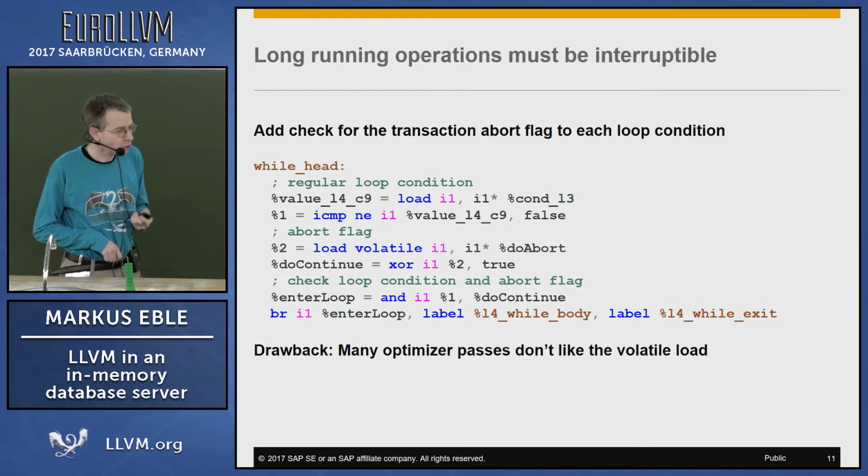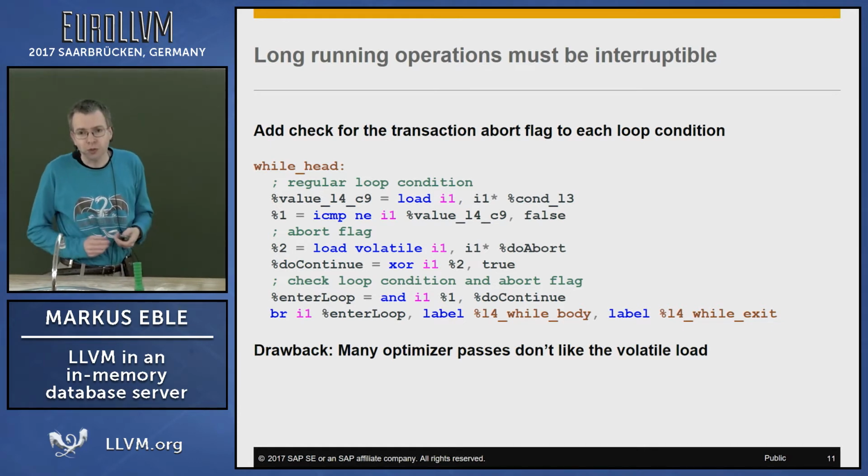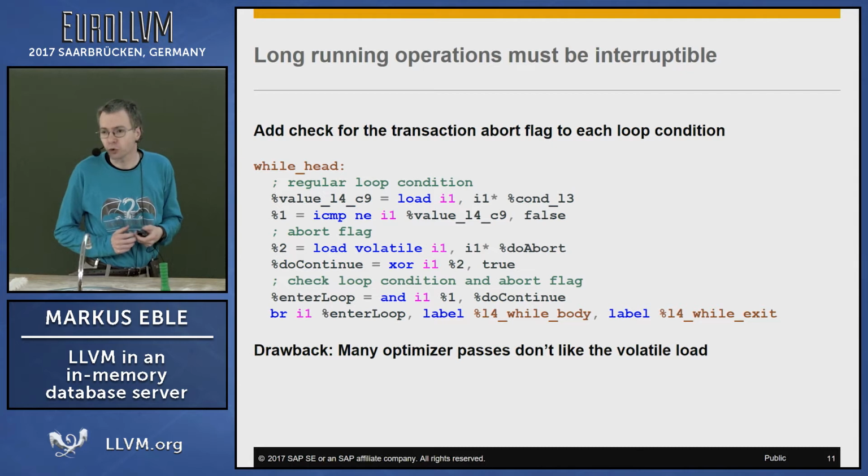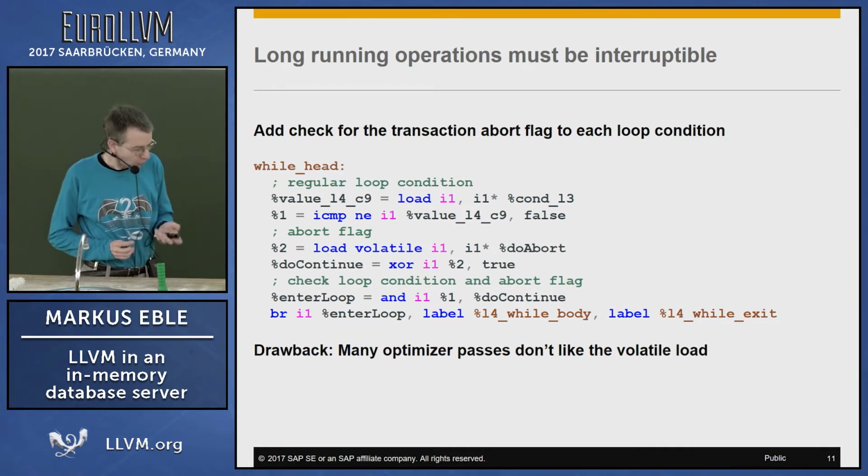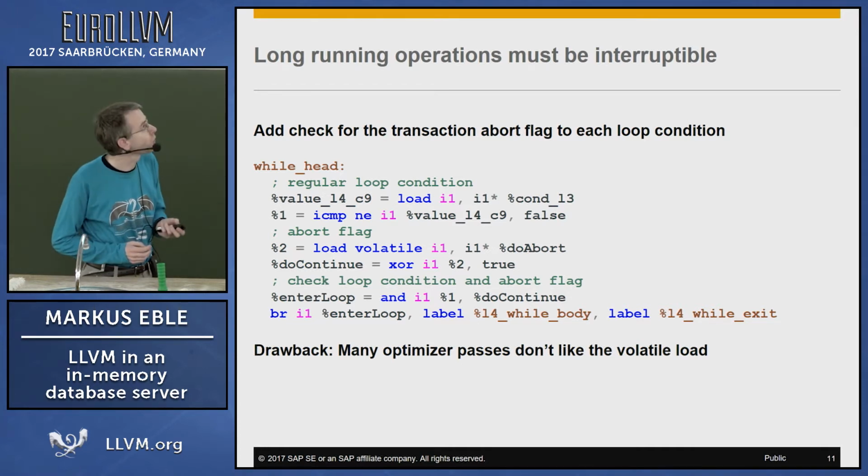There is one drawback. Most optimizer passes don't like volatile reads, and for example, loop unrolling passes also just stop there, can't do anything there. Sure, they don't know how to deal with this volatile read. But overall, this is working rather fine.